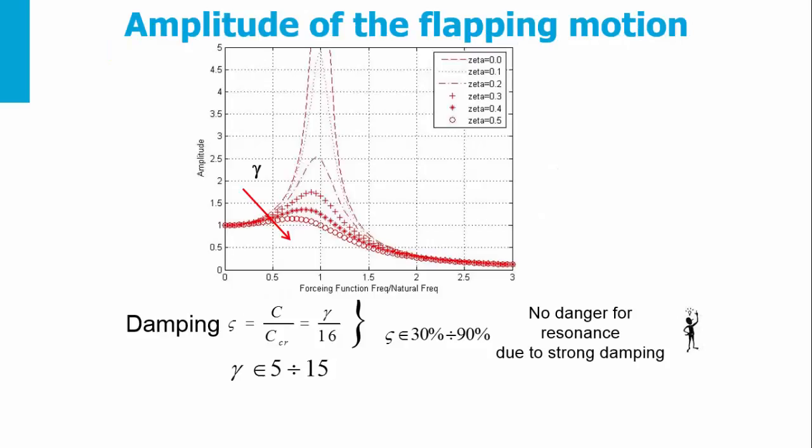If you would represent this damping of the helicopter as a function of the forcing frequency non-dimensionalized by the natural frequency, you would see that as the gamma, the Lock number, is increasing, the amplitude will decrease much. So in the range of Lock number, the damping is between 30 to 90%, and there is no danger for resonance due to the strong damping.